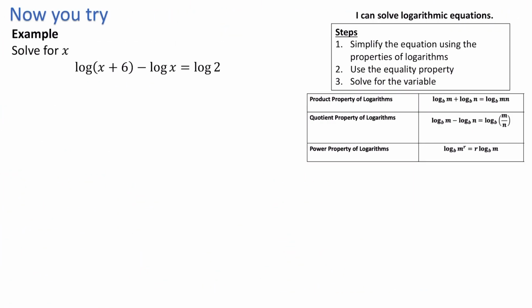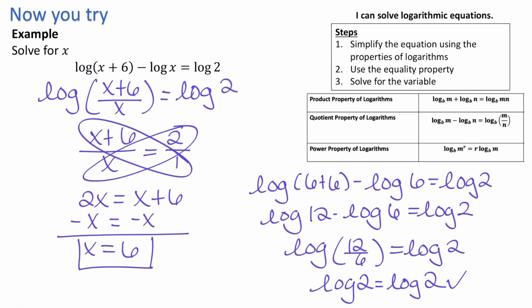So now you can pause the video and go ahead and try this example on your own. So in this example, we can combine the left side using the quotient property. So we have log of x plus 6 over x equals log of 2. So we can set x plus 6 over x equal to 2. And then we can cross multiply. So we have 2x equals x plus 6. Subtract x from both sides to solve, and you get x equals 6.